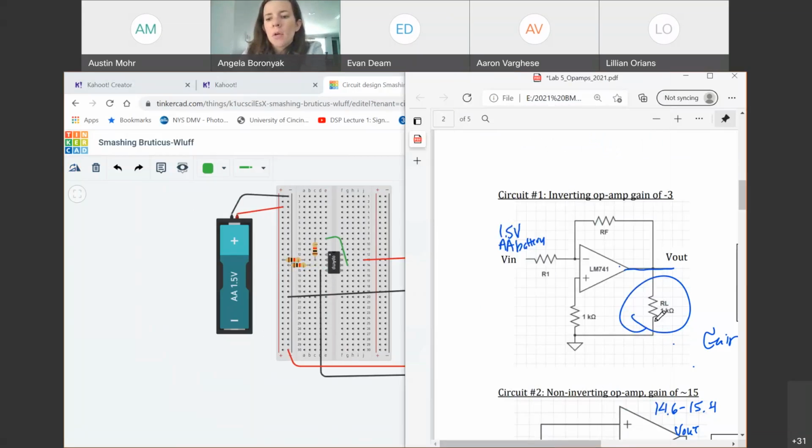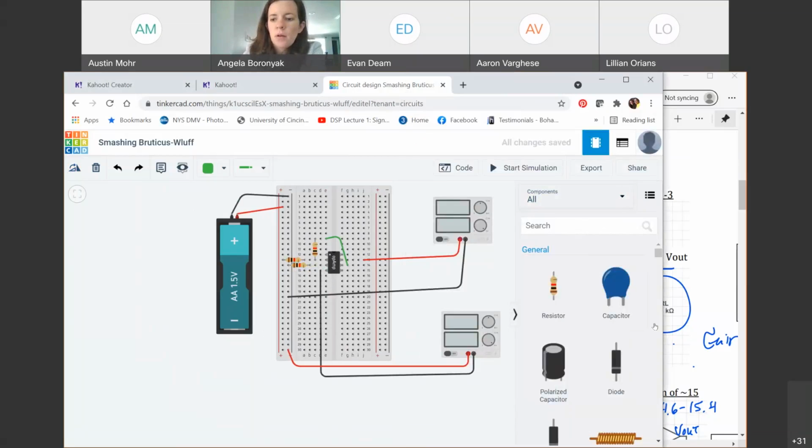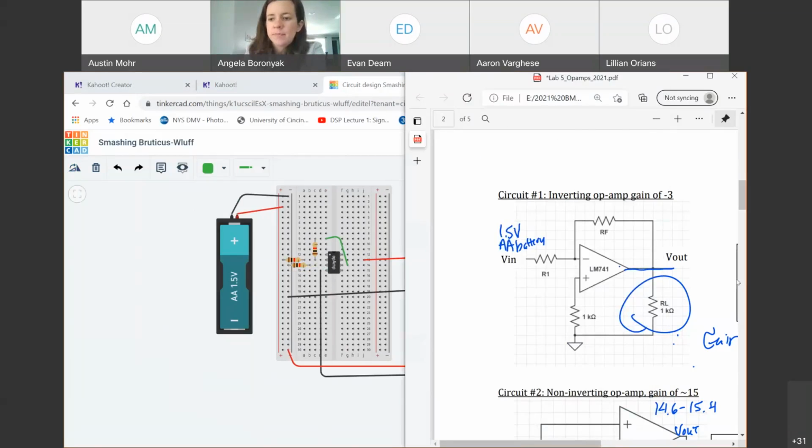And where does this resistor need to go? You tell me, this load resistor. On one end needs to be attached to what? And one end needs to be attached to what? Where am I going to hook up this load resistor? Yeah, good. It goes from Vout to ground. And Vout is the output of my op amp, right? Out.